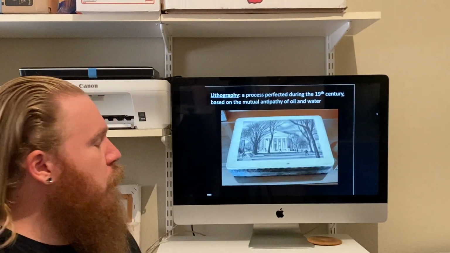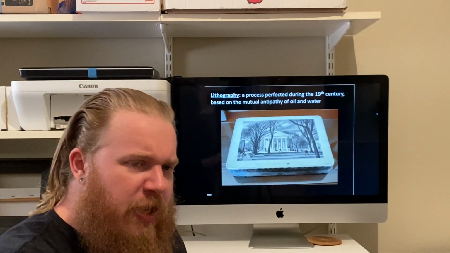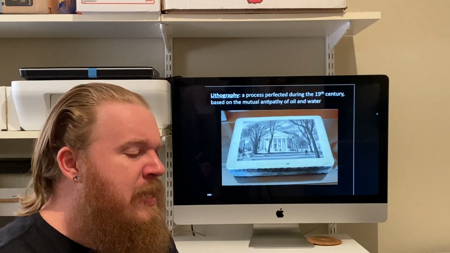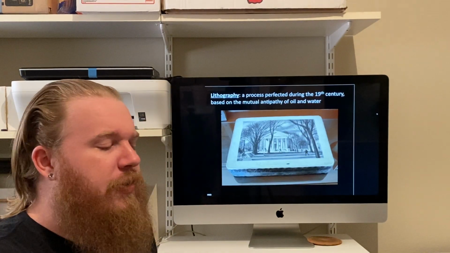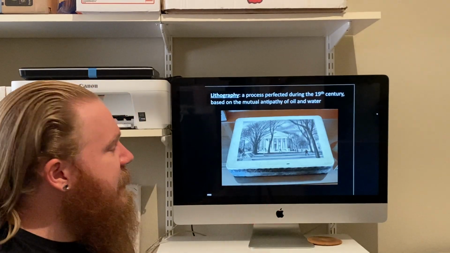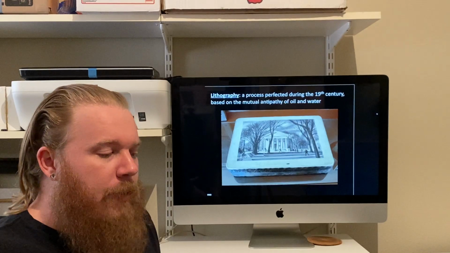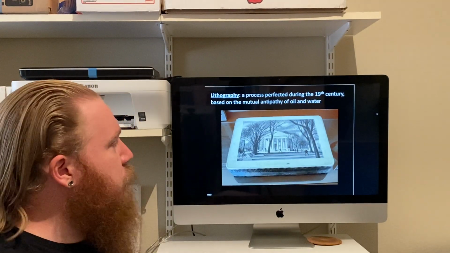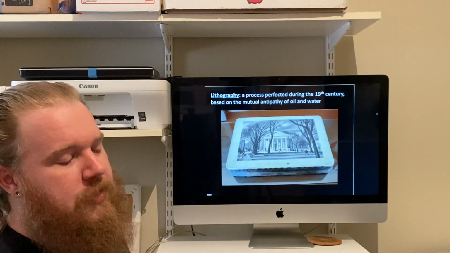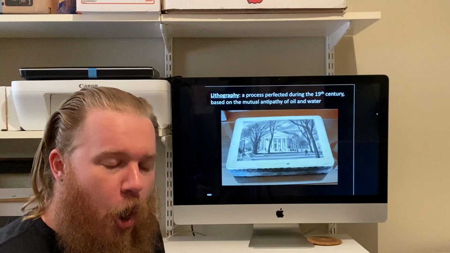Now, that brings us to one of our newer forms of printmaking. So, relief printing goes all the way back to the 9th century. Intaglio methods are largely developed during the Renaissance period. And then during the 18th century, we had the development of lithography. So, this is a process. It's developed in the 18th century, but it's really perfected during the 19th century, and it's based on the mutual antipathy of oil and water.